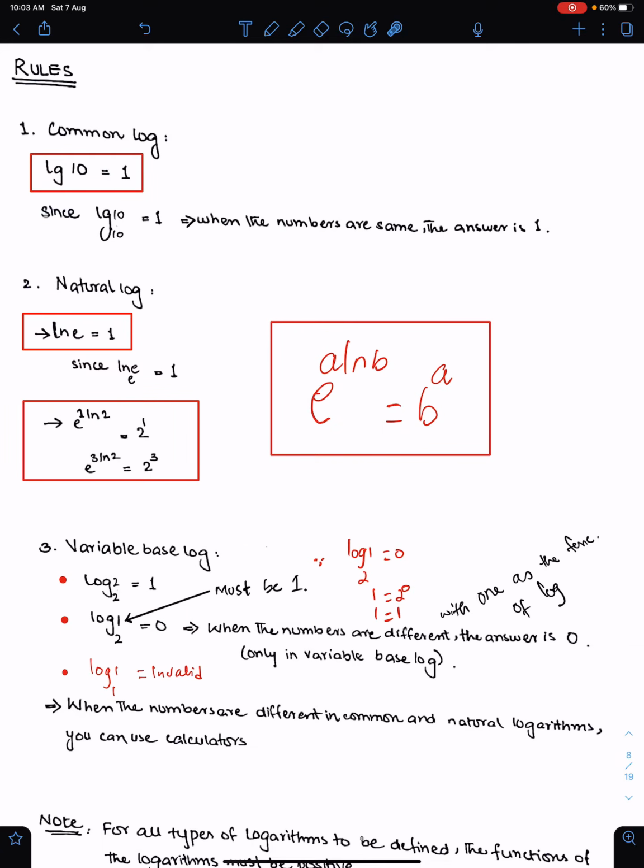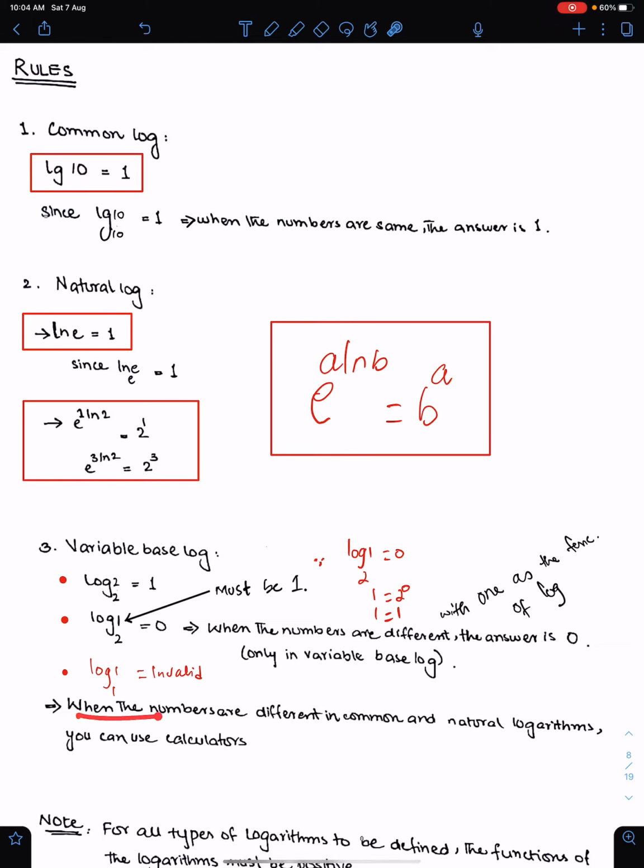Why? Because if you will get the index form from this form, you will get this. 1 is here, 2 to the power 0, 1 is equal to 1. So you can verify this rule through this example. So when the numbers are different with 1 as the function of log, the answer is always 0. This is only in variable based log. The third rule, since base cannot be 1, therefore this log is invalid.